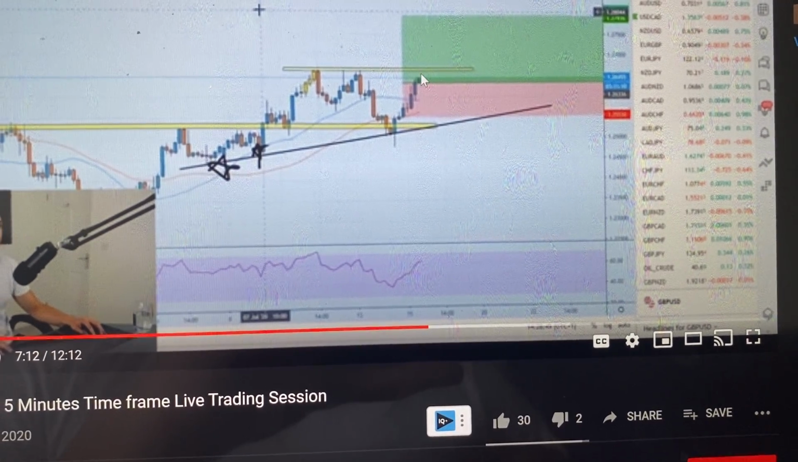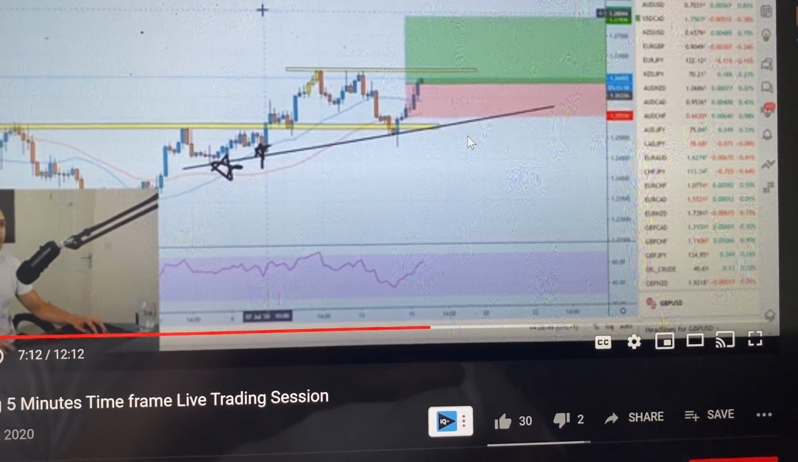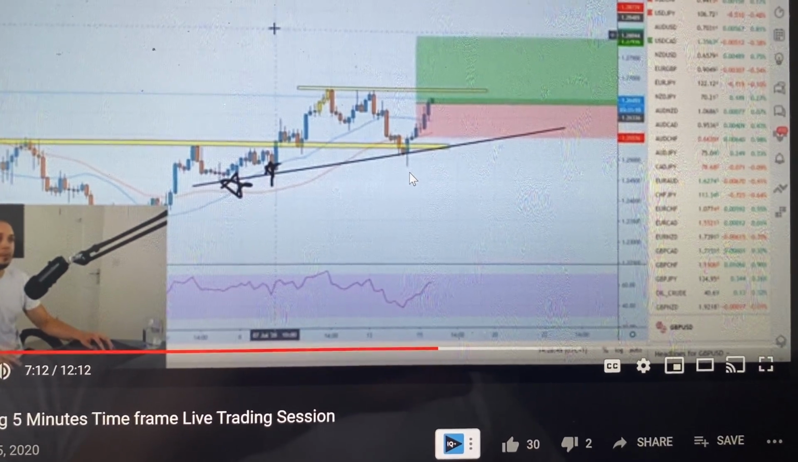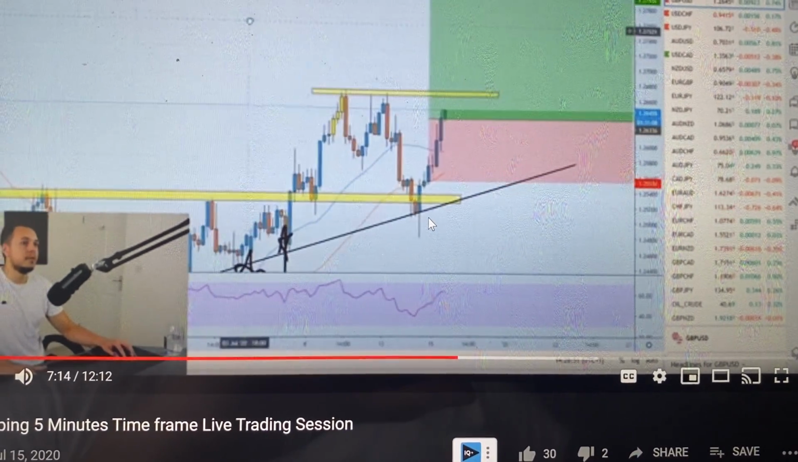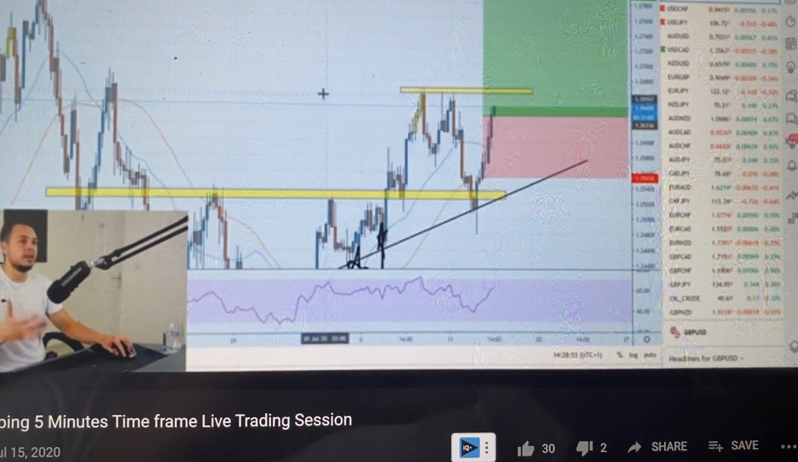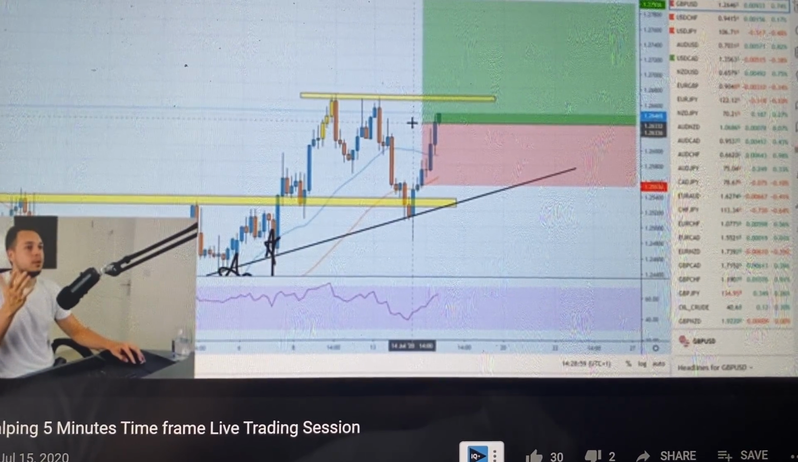So if it rejects this area, comes back down, and breaks this area, we're going for a downtrend. The market likes to go from structure to structure. It's still an area of sensitivity. It doesn't matter that it's not as big or not as high a time frame, it's still an area of sensitivity. You need to be mindful.